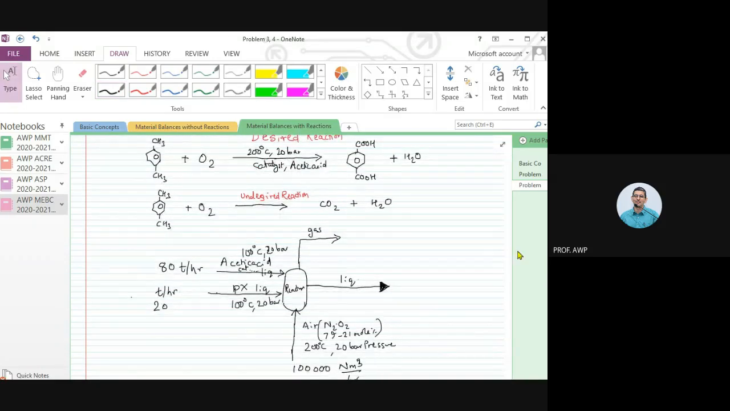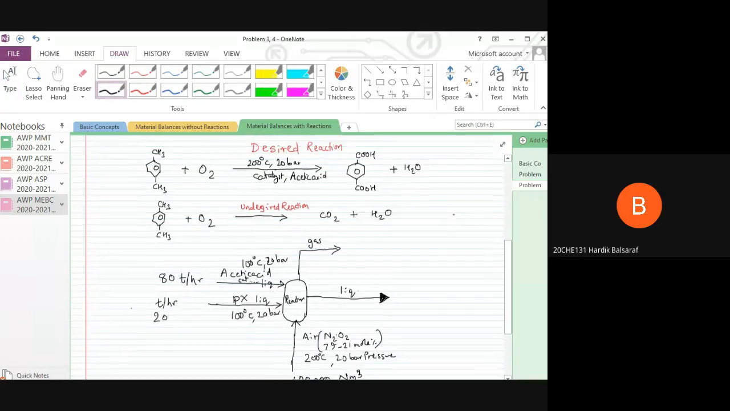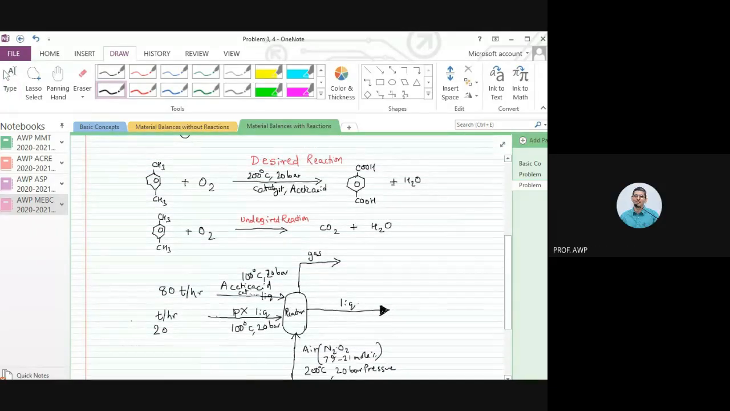What do you think will be there in this liquid stream? Terephthalic acid. Okay, so let's call this TA for short. So terephthalic acid will be there. What else will be there? Water. Water will be there. Excellent. What else will be there?